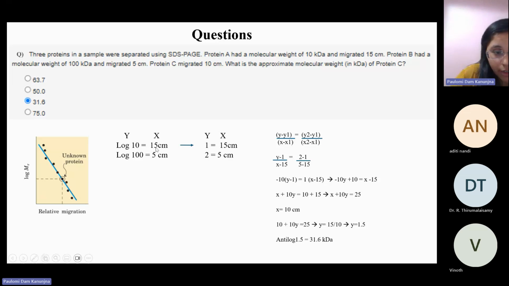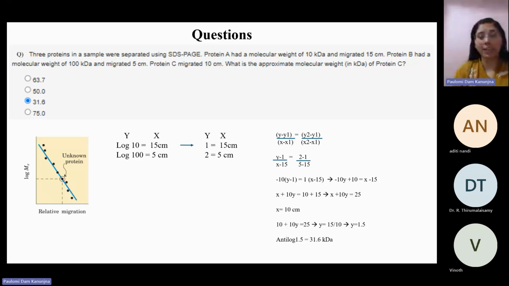That's 1 point on your graph. Second, 100 kilodalton has moved 5 centimeters. So if x-axis is 5, y-axis has log of 100. So that is the second point. Now, if you do the values, log of 10 is 1, log of 100 is 2. So 1 and 15, that's your 1 point on the graph. 2 and 5 is your another point on the graph. So your 1 will be here, 15 will be here, so it will be up. 2 will be here, 5 will be here, so it will be bottom. So it will be a negative trend always, obviously, because it moves in the opposite way. The higher the molecular weight, the lesser distance it has traveled.